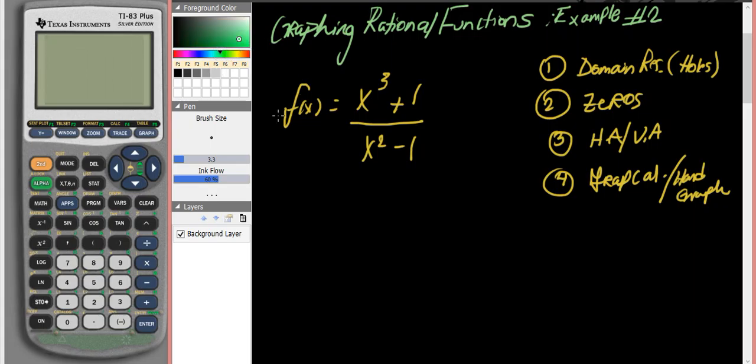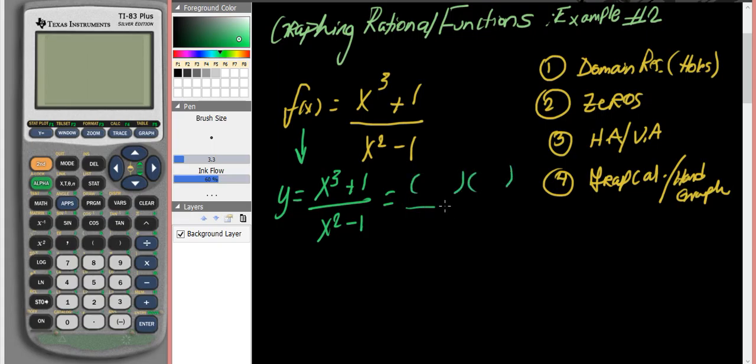So let's go ahead and substitute for f of x. We're going to write y equals x cubed plus 1 over x squared minus 1. And what we're going to do is factor this. The reason we're factoring it is that we're actually reducing this rational function so it'll be a little bit easier to graph. But what you'll see is when we reduce it, it'll help us get the domain restrictions.